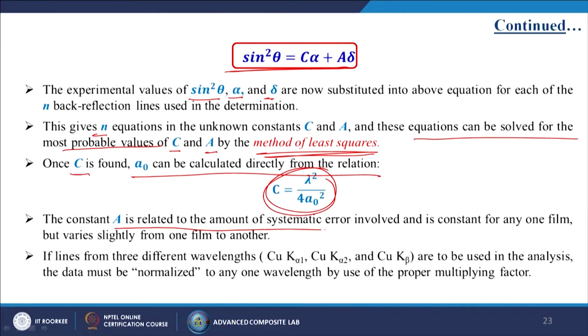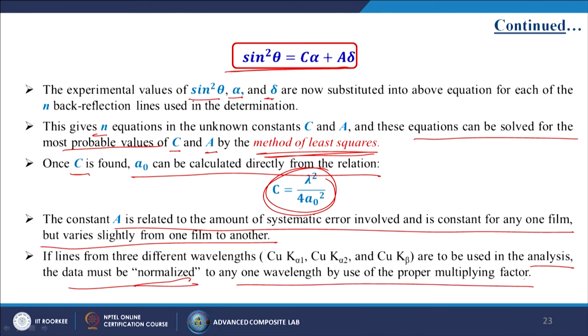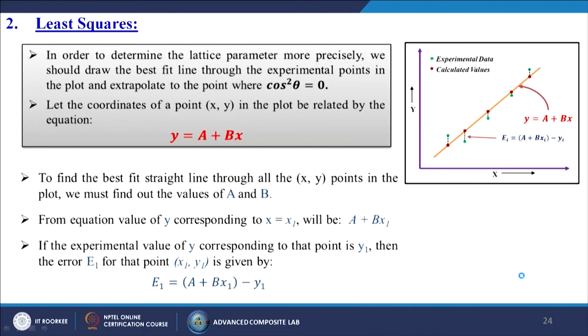So, the constant a is related to the amount of systematic error involved and is constant for any one film, but varies slightly from one film to another. If lines from 3 different wavelengths, copper k alpha 1, copper k alpha 2 and copper k beta, are to be used in the analysis, the data must be normalized to any one wavelength by use of the proper multiplying factor. Now, we are going to discuss the least square method.